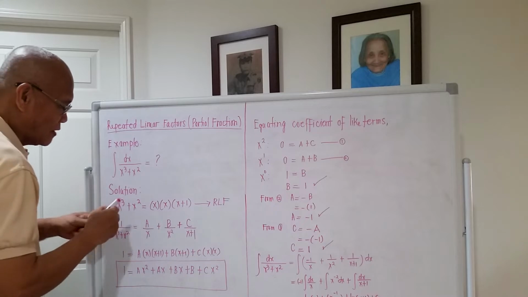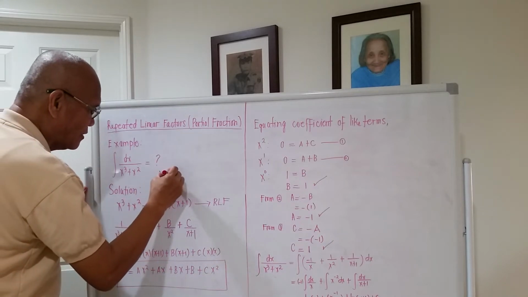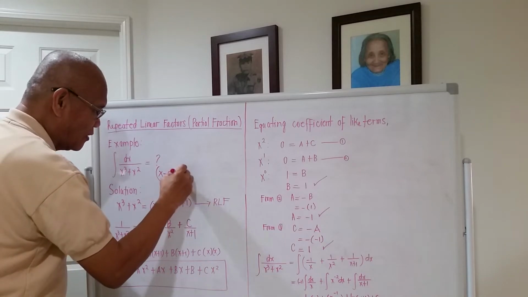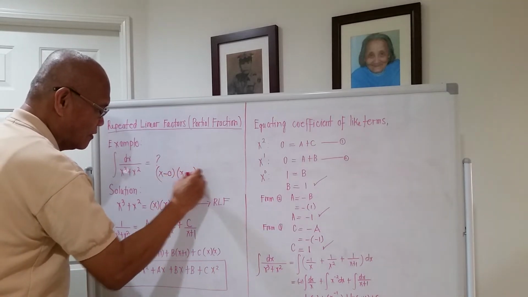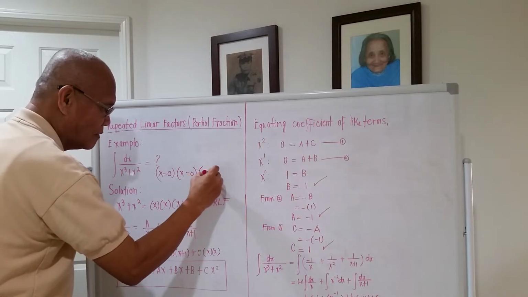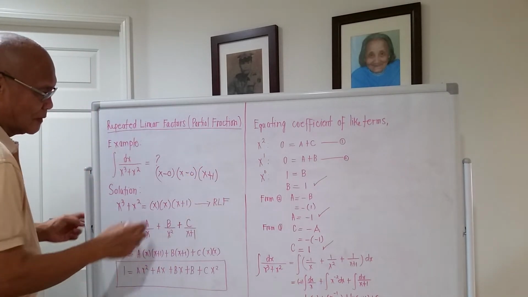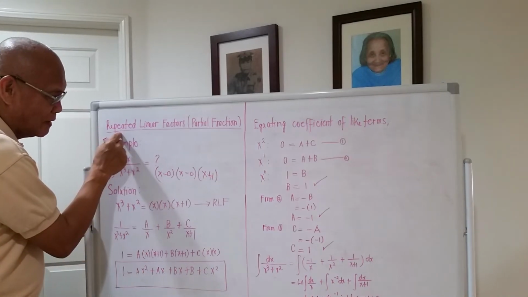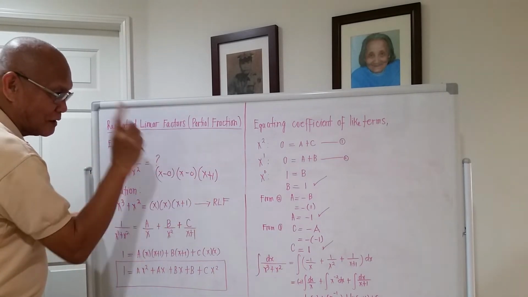X can be written as simply x minus 0. The other x is actually x minus 0. The third linear factor is actually x plus 1. Same linear factor, and it is repeated. Linear factor, but it is not repeated.